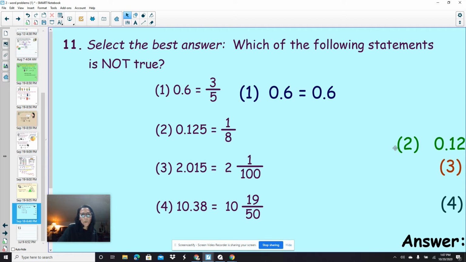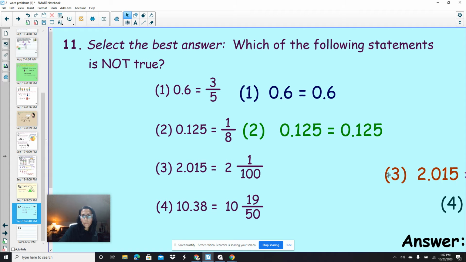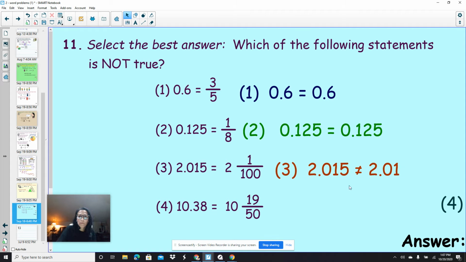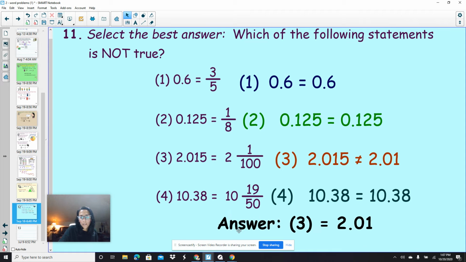Number 2, let's do 1 divided by 8. That's also 0.125, so that one's true. This one, we would multiply 100 by 2 to get 200 and add 1, so we get 201 over 200, which would not be equivalent. Or we could write this as 2.01, which is the same thing as 1/100th. And then we could use that same trick here. Okay, and we find that that does equal each other. So the one that is not correct is number 3.